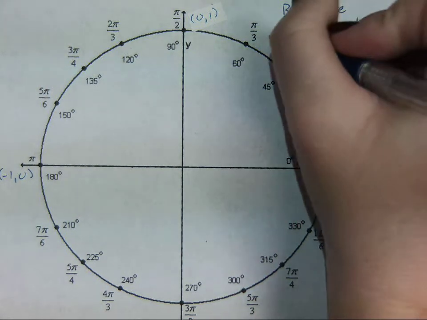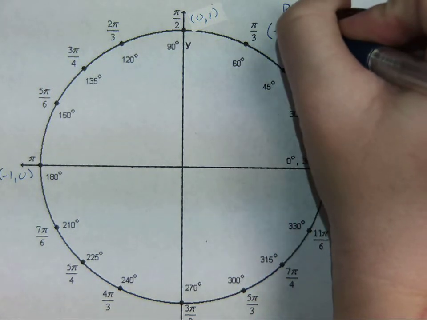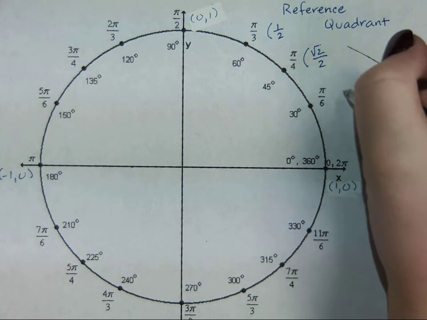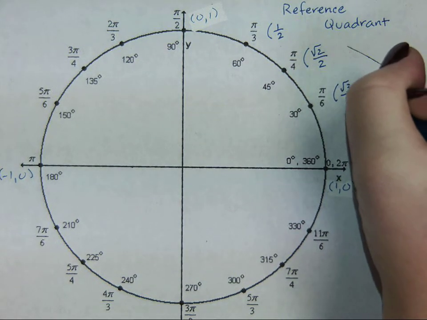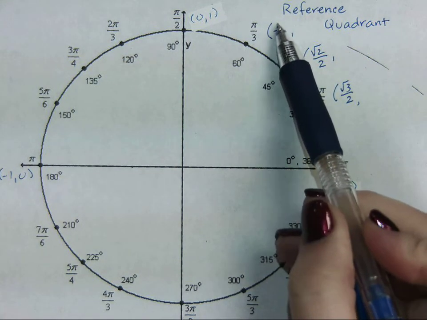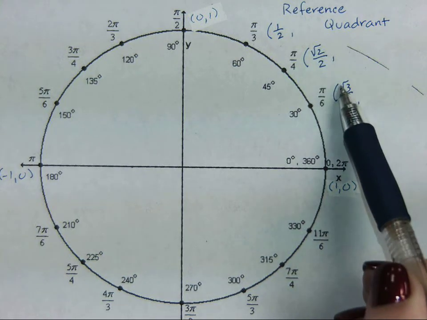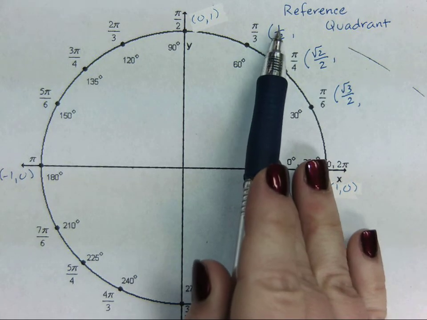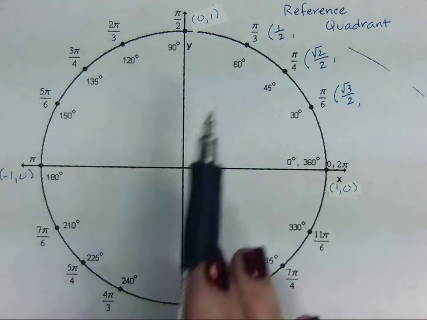So there's a pattern. So the first coordinate is 1/2. The second is root 2 over 2 and root 3 over 2. So notice that they all have a denominator of 2, and the numerator is the square root of 1, square root of 2, square root of 3. So we don't write the square root of 1 because the square root of 1 is 1. But you can look at this pattern.